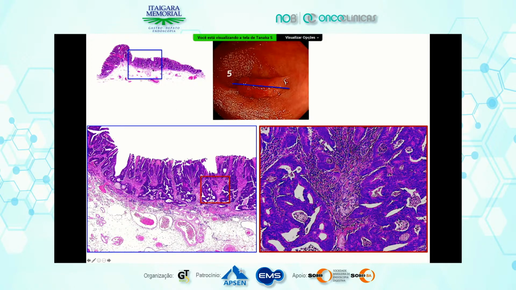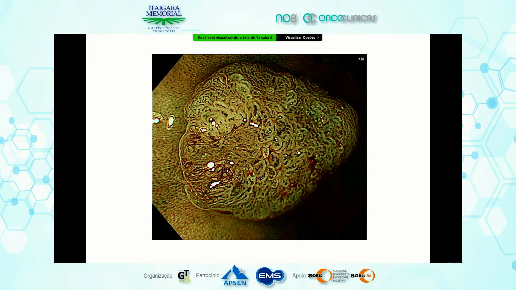Unfortunately, this is intramucosal carcinoma, but accompanied by moderate dysplasia. Sometimes, even for intramucosal carcinoma, the lesion shows desmoplasia and invasive growth. Anyway, this is typical JNET type 3. How about this? This is NBI magnifying view. Please vote.